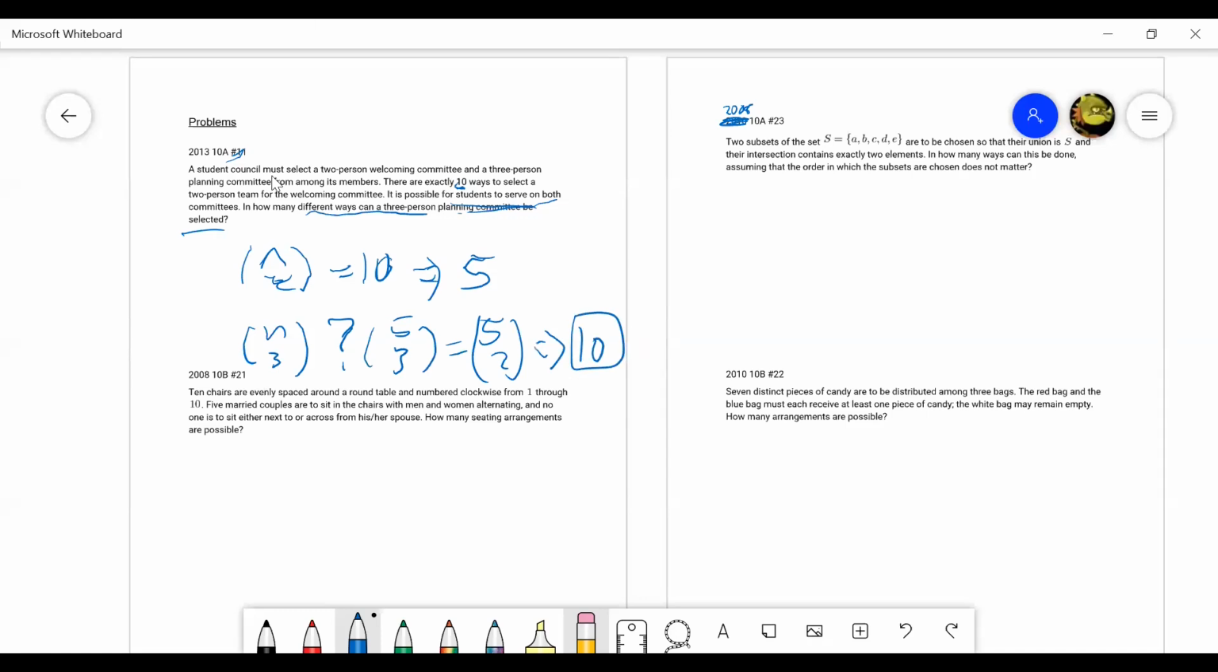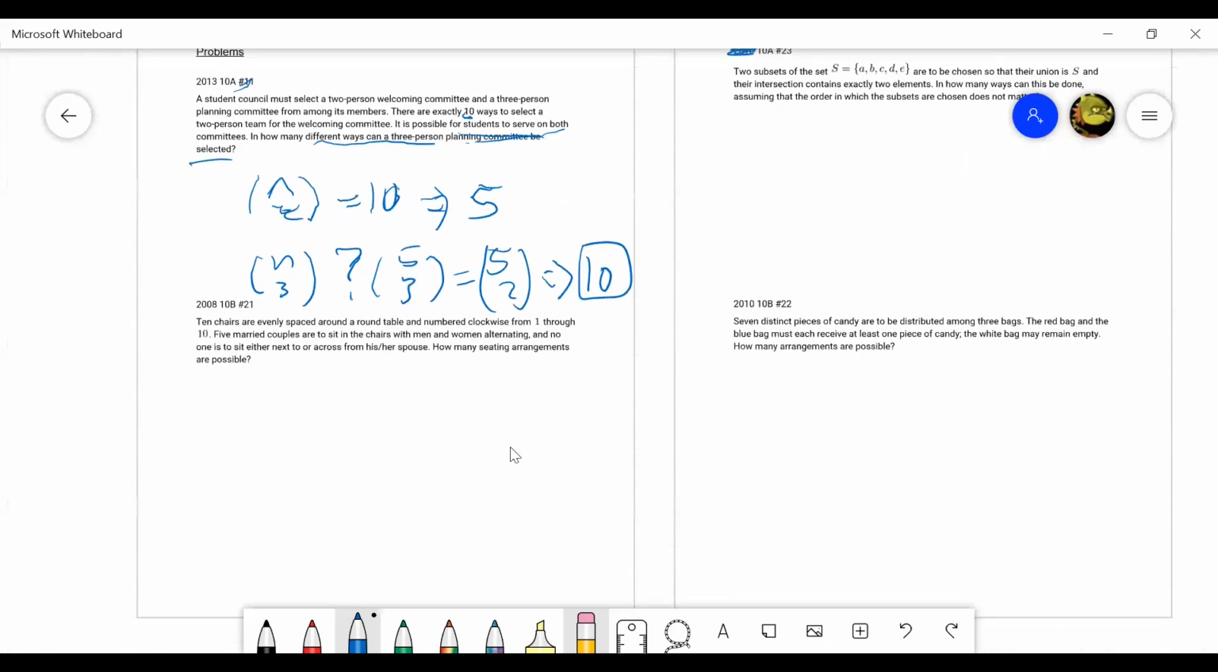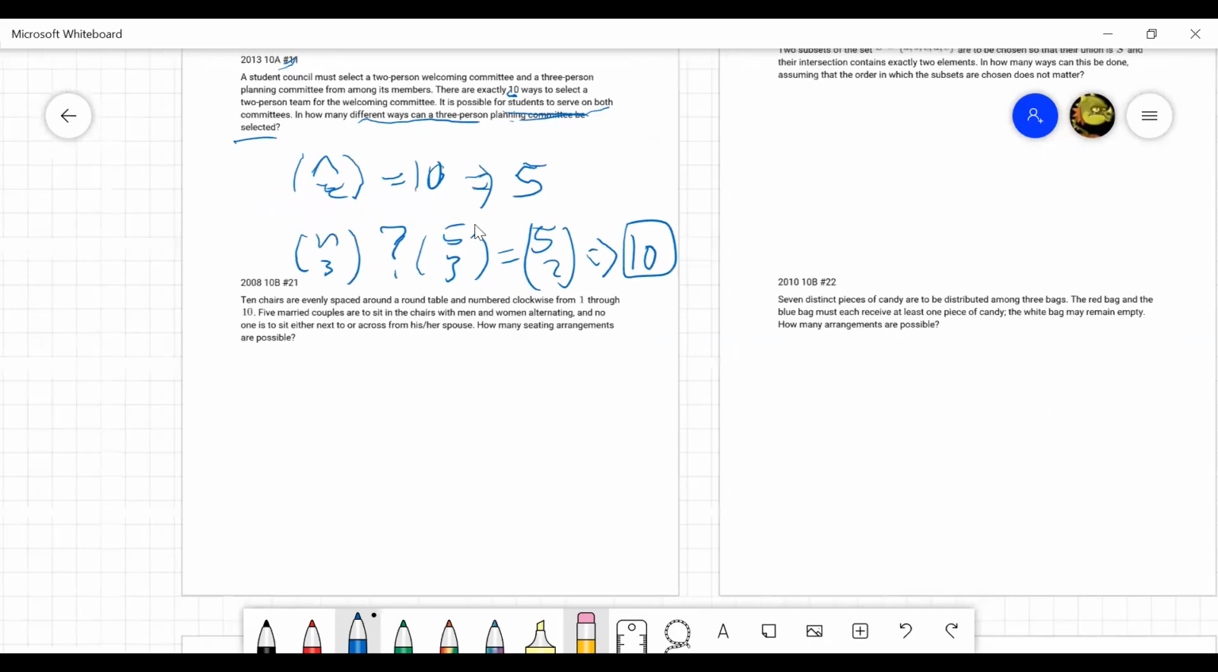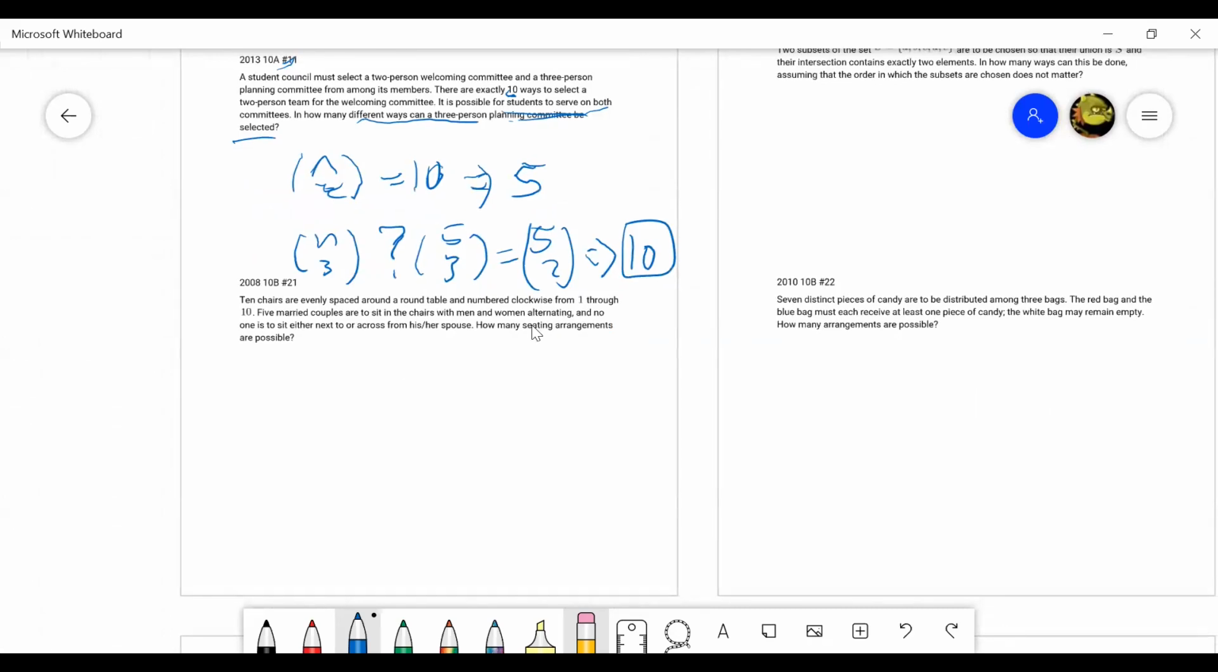So all this problem really does is just introduce the concept of using these combinations. All right. Next, this is just a counting problem.